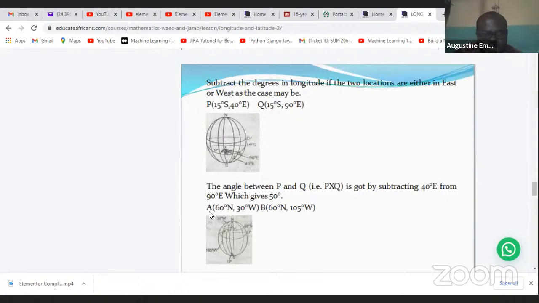Then let's look at these other 2 points, A and B. So we have 60, 60. Then we have west, west. So who will tell me what will be the angle between these 2 points, A and B? Chika, can you help me? Oluwase, can you help me? Once you can help me, you can start talking. What's the angle between these 2 points, A and B? Who can tell me from what we've said so far?